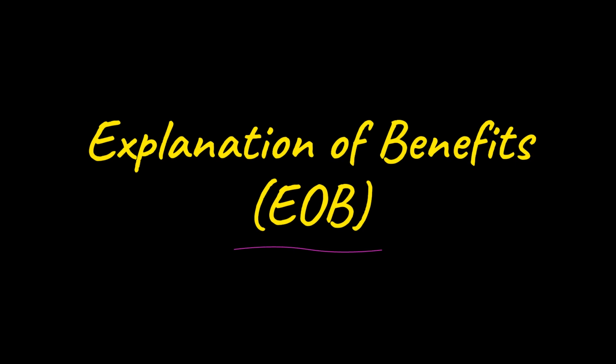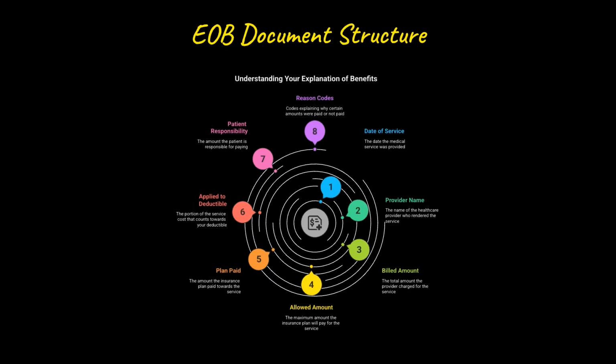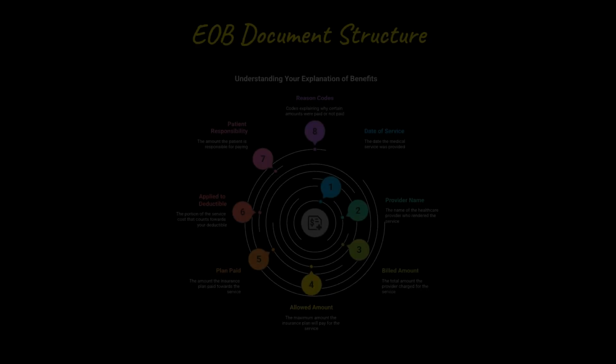The explanation of benefits, or EOB, is the payer's statement to the patient summarizing how a specific claim was processed. It exists to bring transparency between what was billed, what the plan allowed, and what the patient actually owes. The EOB lists key financial fields for every claim: the billed amount, the contracted allowed amount, what the plan paid, any deductible applied, and the patient's remaining responsibility. A clear notice on the document states this is not a bill from the provider.